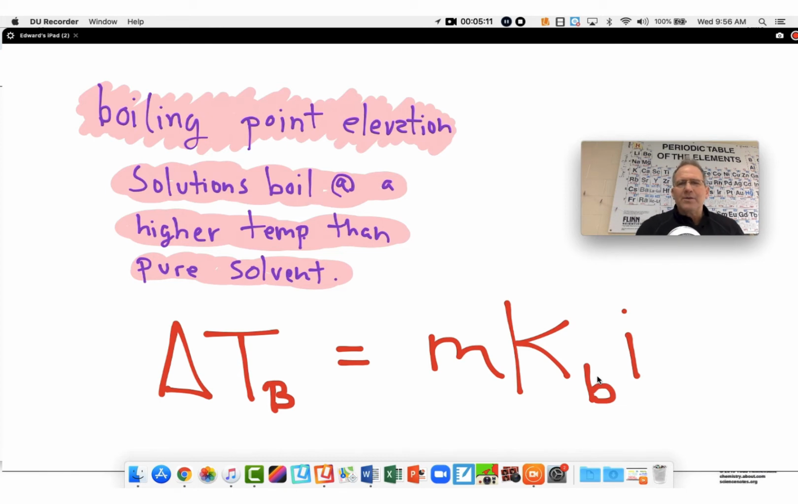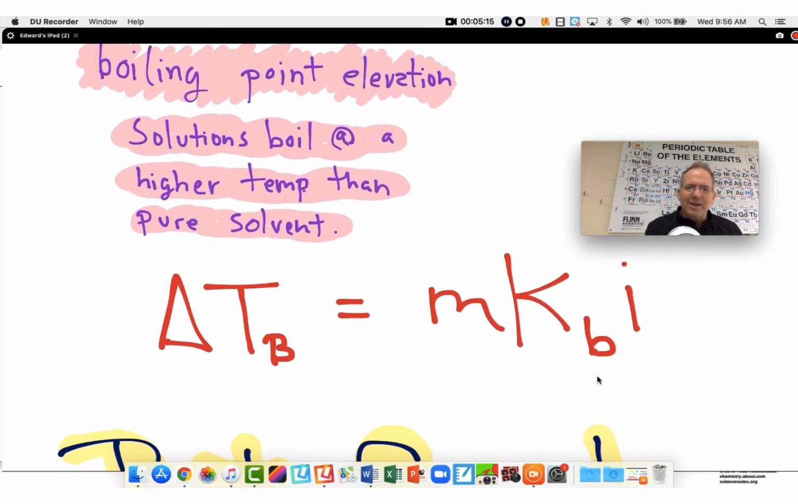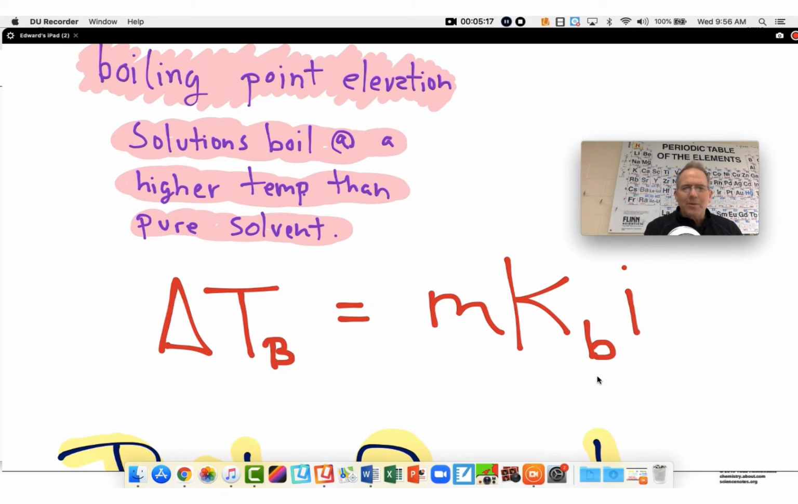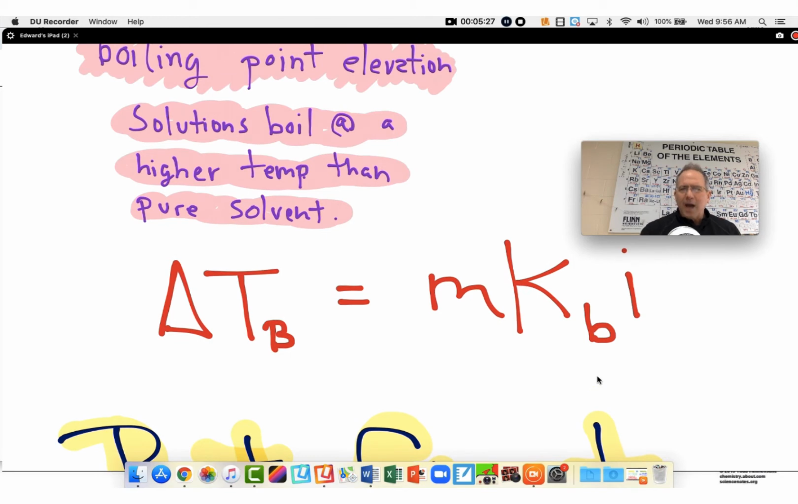All right, the equation for this looks just the same, except it has a little b there for boiling. So the change in the boiling point is equal to the molality, that's the important part, times a constant, because every solvent's a little different, and then times i, because those number of ions in the way interfering with the normal boiling point is what changes that temperature.